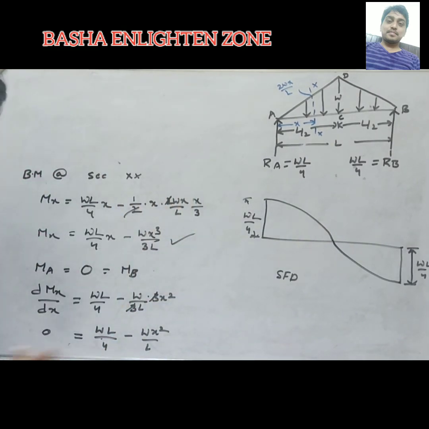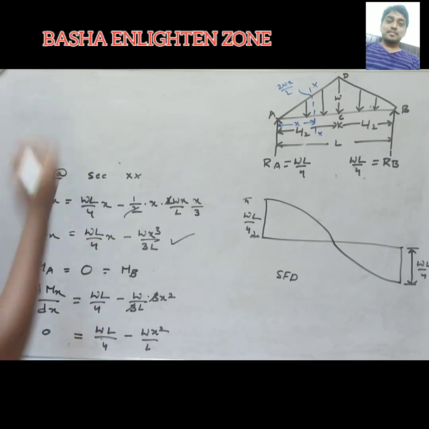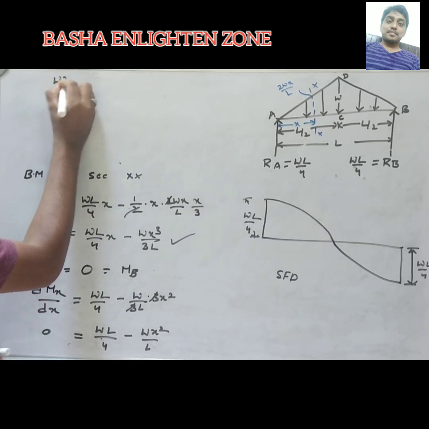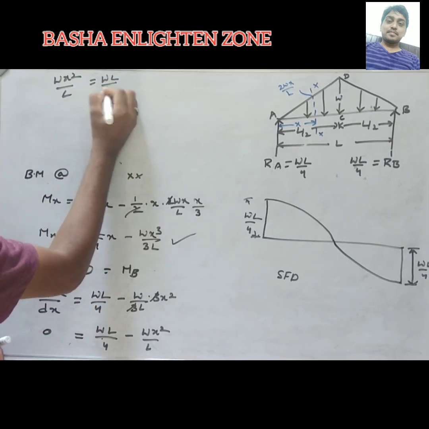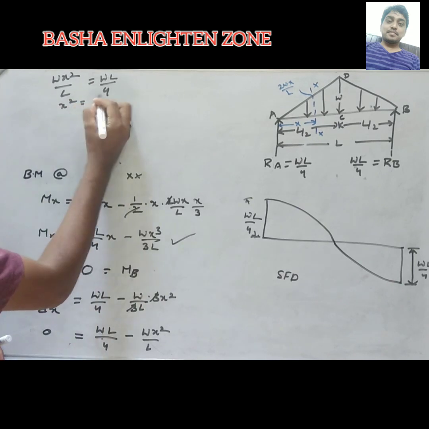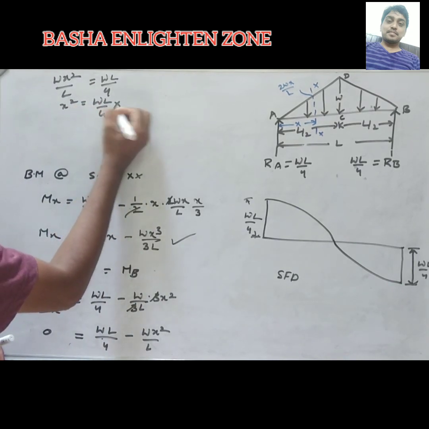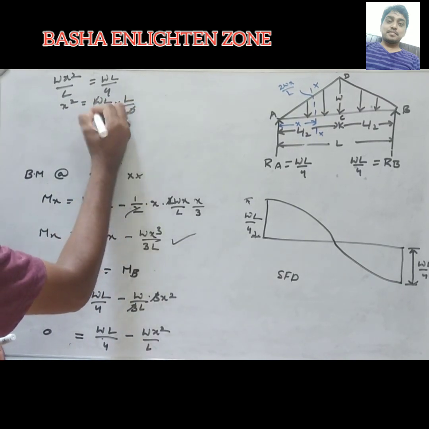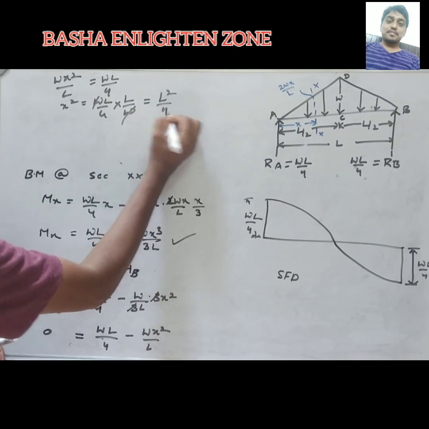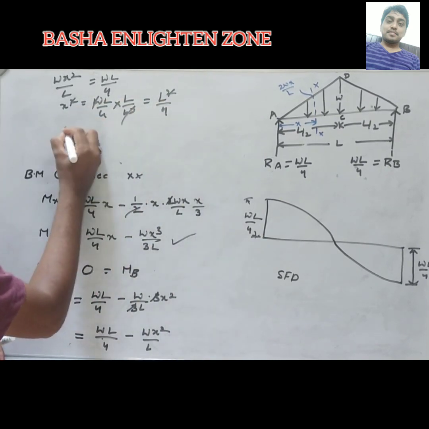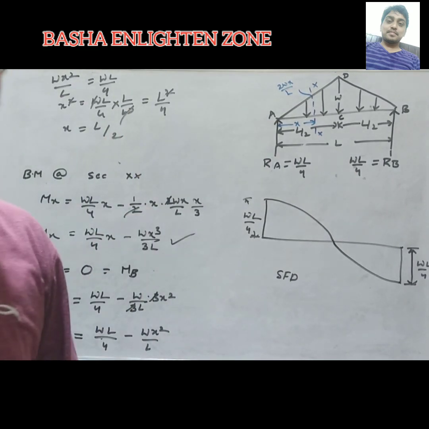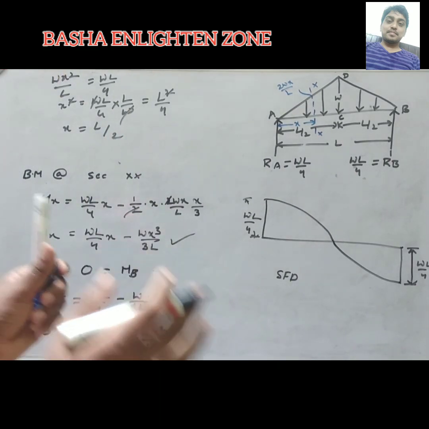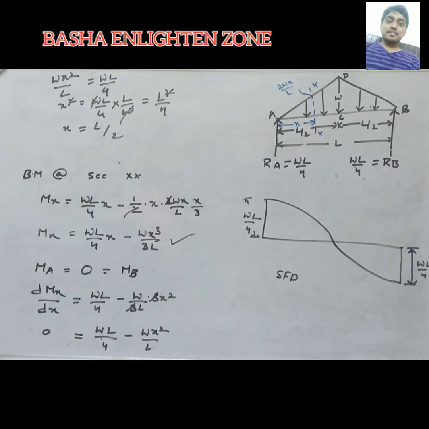So see here, I want x value, so take x value outside. WX square by L equal to WL by 4. So x square equal to WL by 4 into L by W. Cancel these two values, you will get L square by 4. Remove the square terms, you will get x equal to L by 2. So our bending moment is maximum at a distance of L by 2.